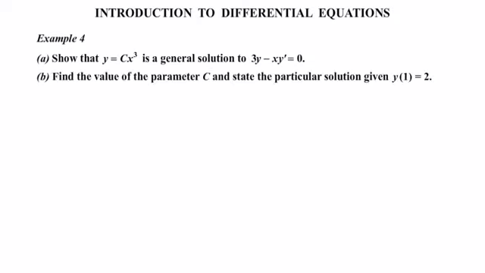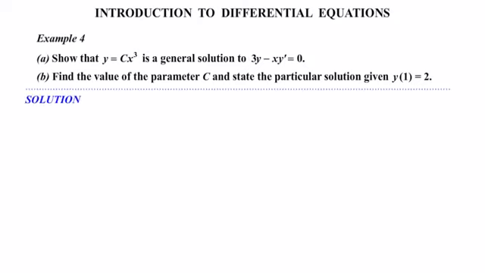Fantastic, let's have a look at example 4 now. Now two parts to this question. In part A, we need to show that y equals cx cubed is a general solution to 3y minus xy dash equals 0. And then in part B, we're asked to find the value of the parameter c and state the particular solution given that y1 is equal to 2.